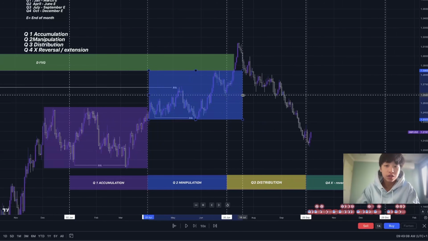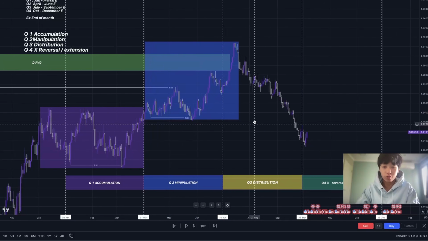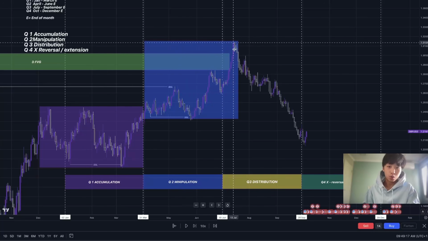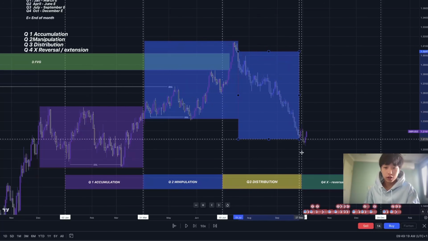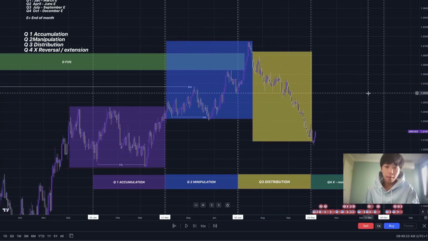Me personally, I would say our manipulation phase lasted a bit longer into the start of quarter three. But as soon as we filled this big daily fair value gap, we can see price distribute all the way back to the downside, creating a massive move.